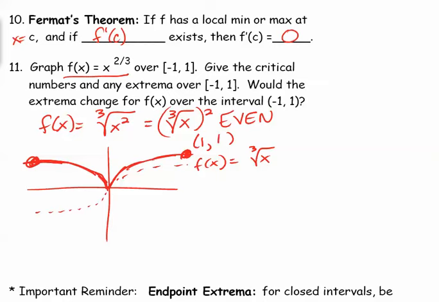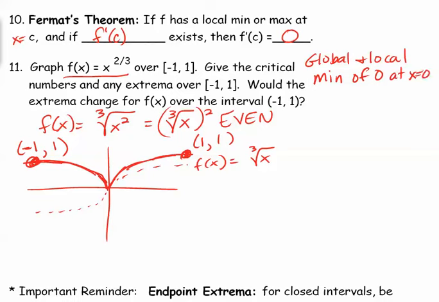1 to any power is still 1, so -1. The cube root would be -1, but then we're squaring it, so we would be at +1 there. So what do we know about the extrema and the critical numbers? Well, we could do extrema first. It has a global and a local min of 0 at x equals 0.